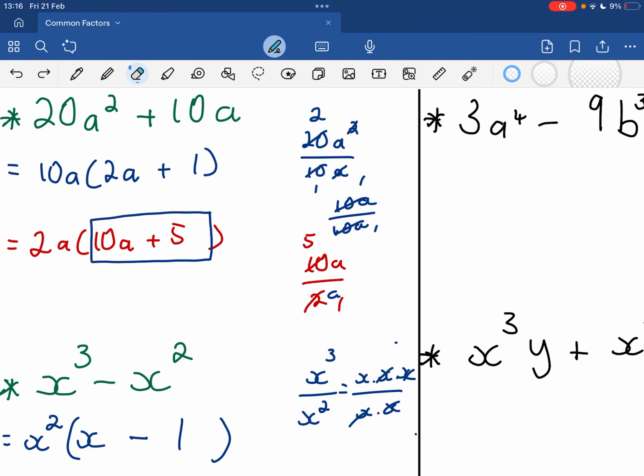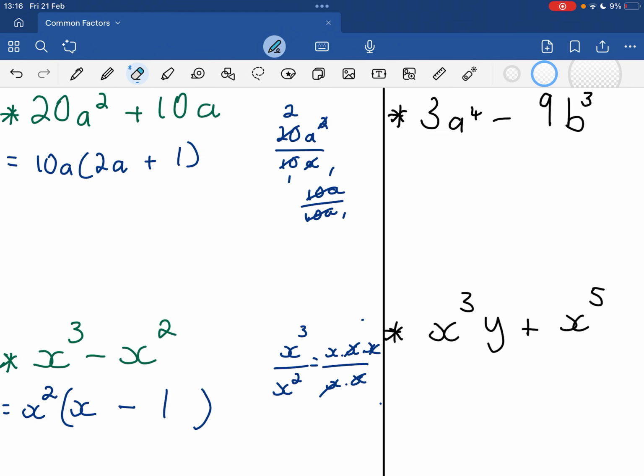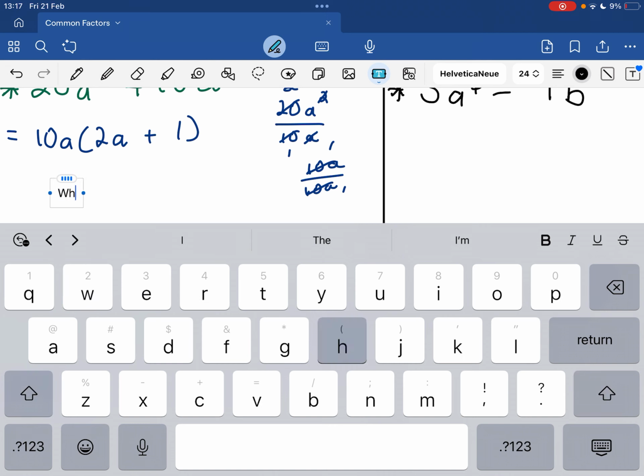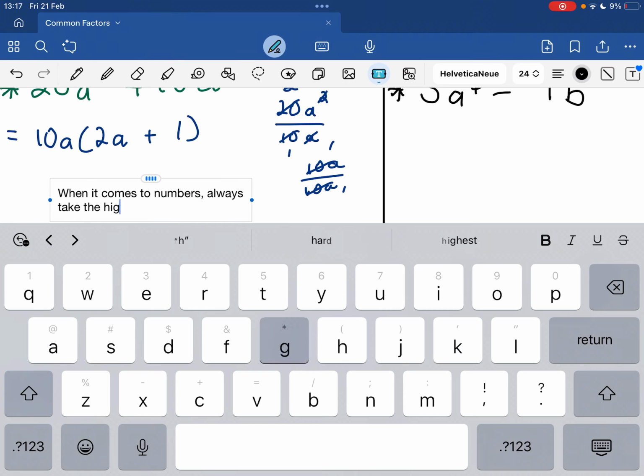This is why it's important that when it comes to numbers, you take the highest common factor. When it comes to variables, you take the lowest exponent you can see in the question. And I'll type this out. When it comes to numbers, always take the highest common factor.